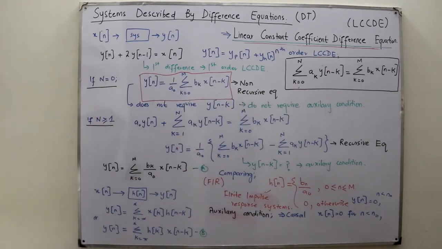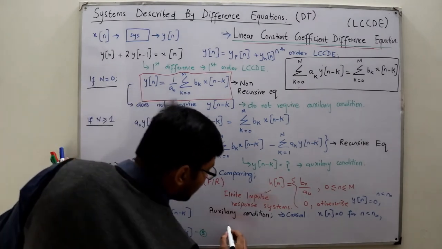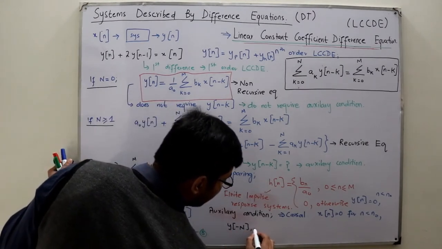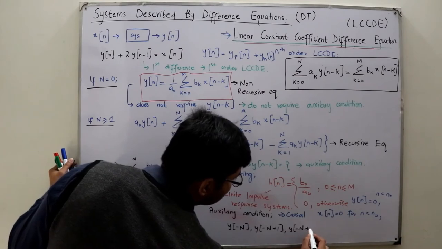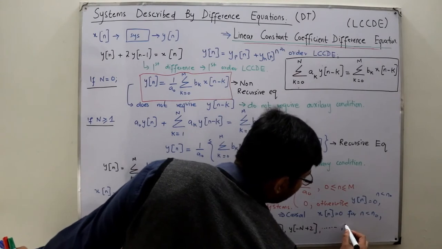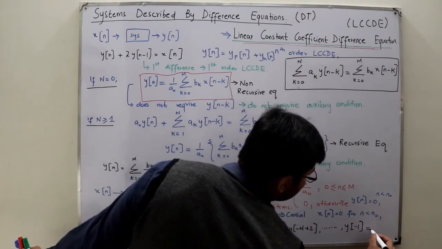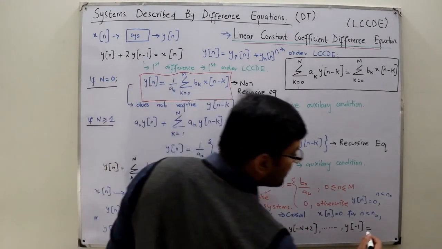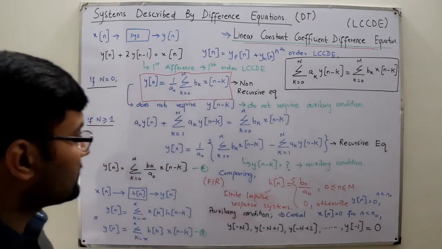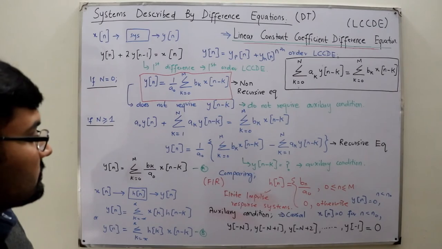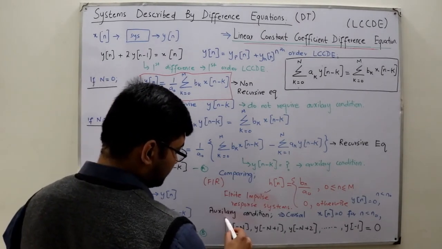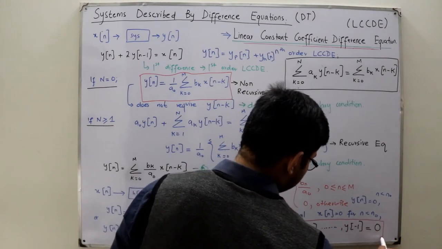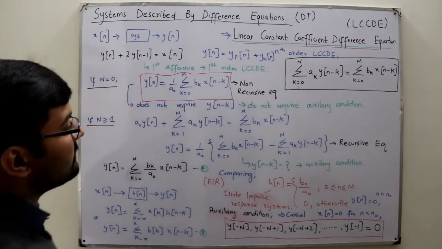Now what do you have? I would have it like this, that I would need to know y of negative n. The auxiliary condition would be what? I would need to know y of negative n, y of negative n plus 1, y of negative n plus 2, and so on till y of negative 1, and if this is implying the condition of initial rest, all of these values would be equal to 0, and this is what my auxiliary condition is. They would all be 0. And the auxiliary conditions, have a look, these are for this case.